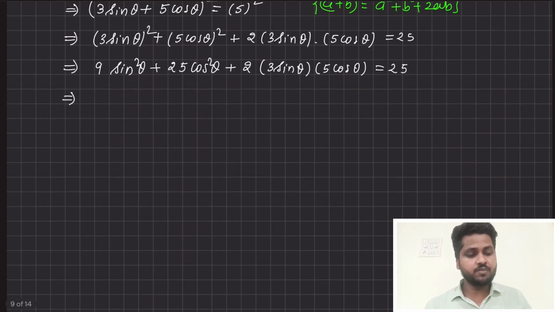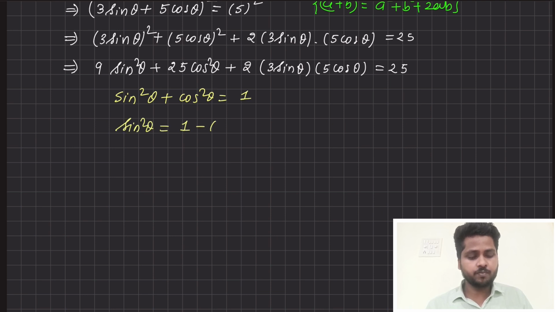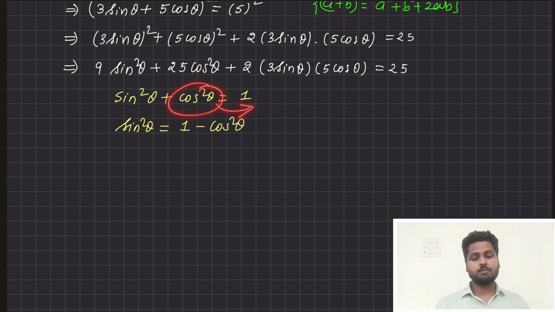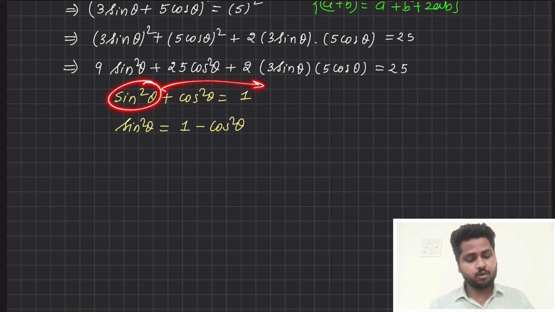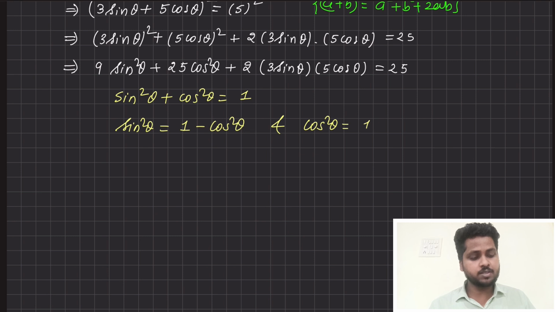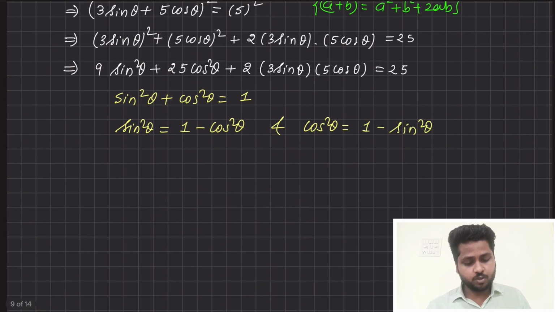So you have the identity: sin square theta plus cos square theta. What is sin square theta plus cos square theta? It is 1. So from here sin square theta can be written as 1 minus cos square theta. But if I take this sin square theta to the other side, then I get the value of cos square theta is equal to 1 minus sin square theta. So just use this identity here also.